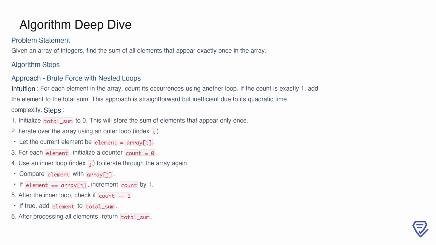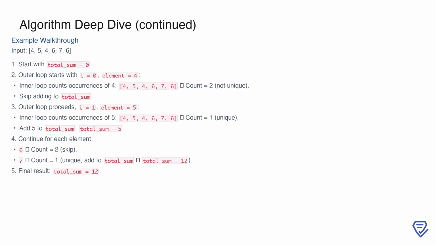While this approach is straightforward, its inefficiency lies in the nested loops, which result in a time complexity of O(n squared). This becomes problematic for larger input sizes. Let's walk through an example using the input array 4, 5, 4, 6, 7, 6. We start by initializing total_sum to 0.